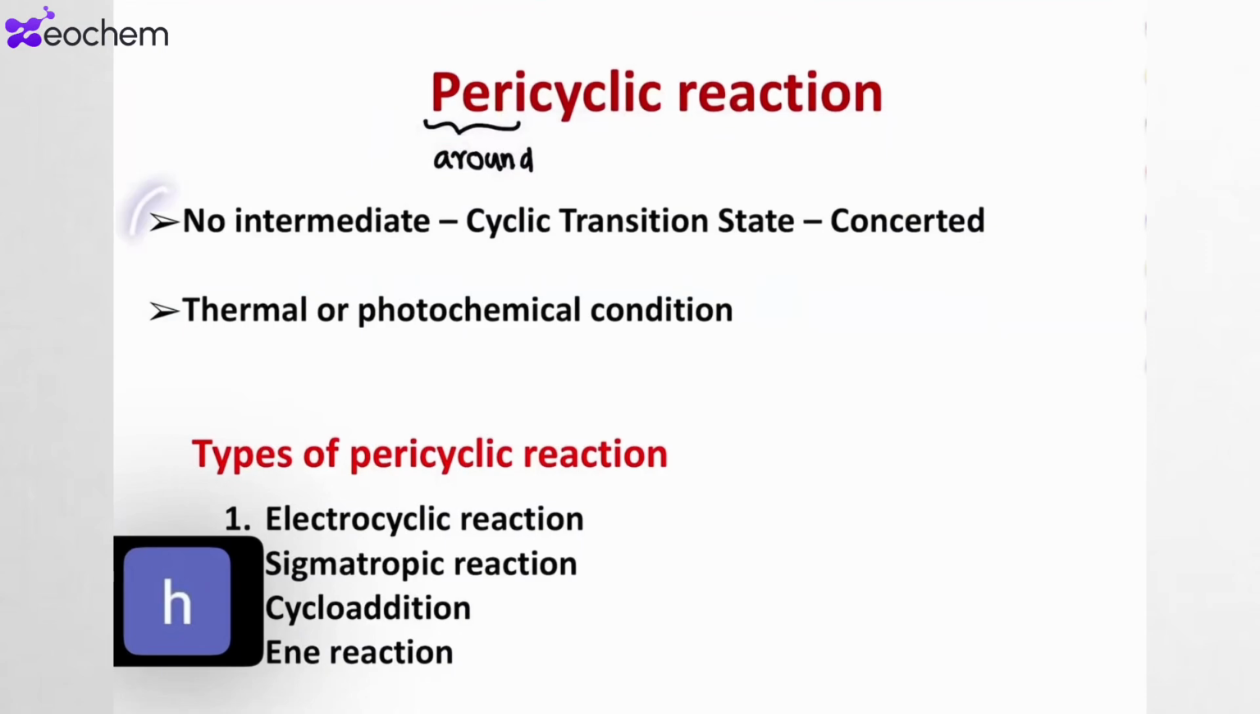And these are the different characteristics of a pericyclic reaction, which will proceed without the help of an intermediate. Normally in organic reactions, we can see the reaction will proceed either by the formation of carbocation, carbanion, or carbon radical. But here in pericyclic reaction, we cannot see any such intermediate. Instead, it will pass through a transition state, which will be a cyclic one.